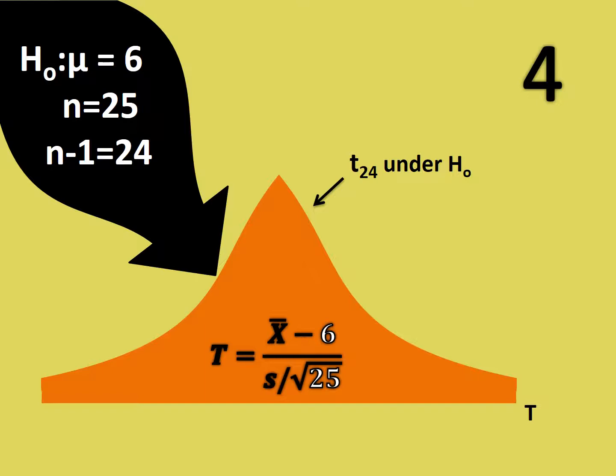For the example we have been discussing, the hypothesized value of mu equals 6, the same as the mean for the general industry. Thus, our test statistic for step 4 is of the specific form t equals X bar minus 6 divided by s over the square root of 25, which has the t-distribution with n-1 equals 24 degrees of freedom under the null hypothesis.